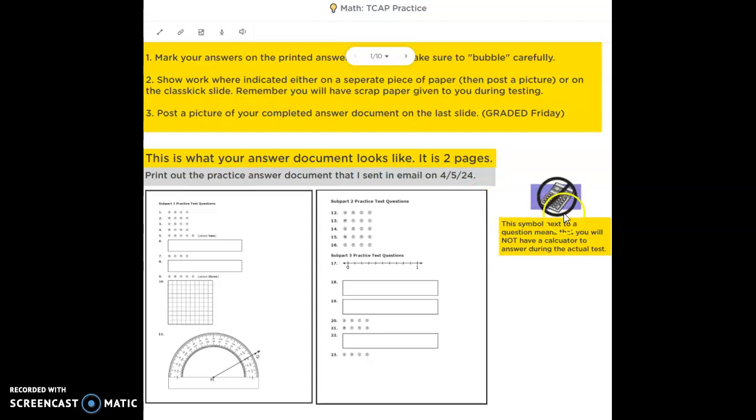A reminder too, whenever you see this symbol here with a calculator that is crossed out, it means that you will not have a calculator for that type of question on the actual test.